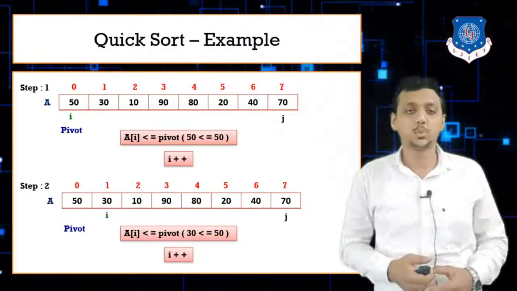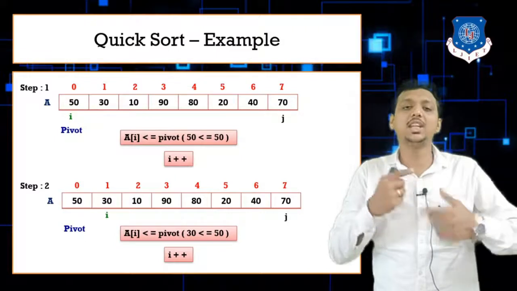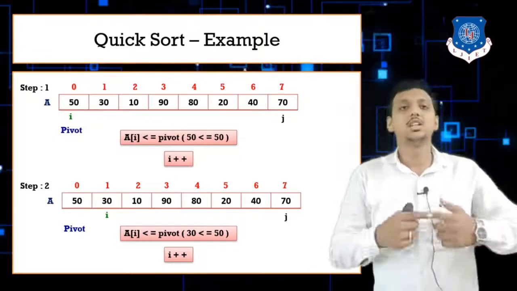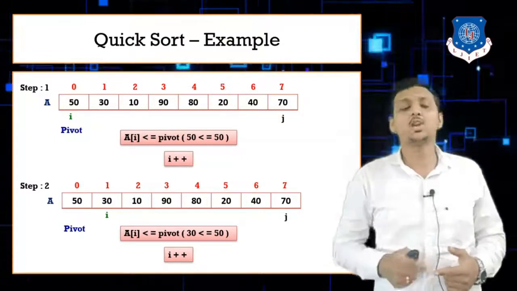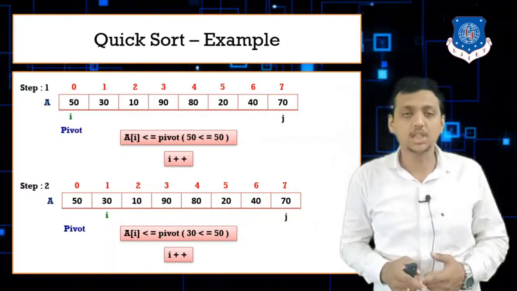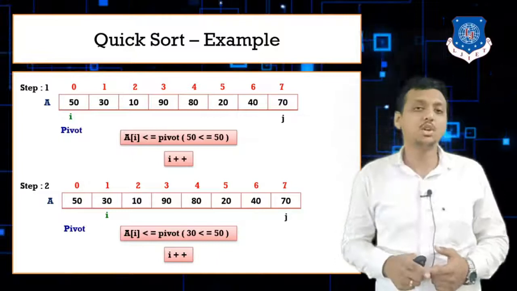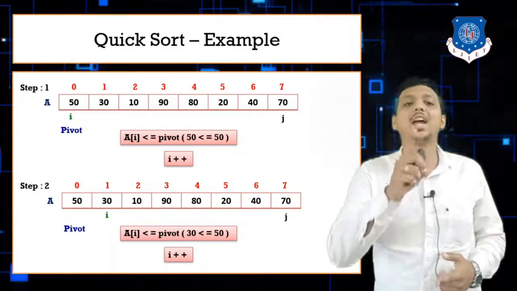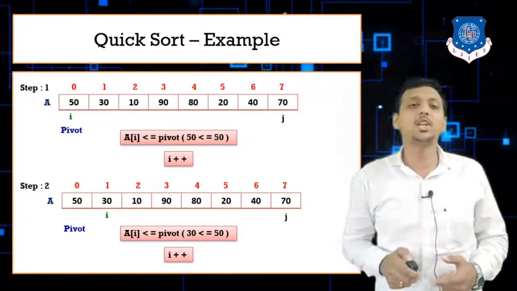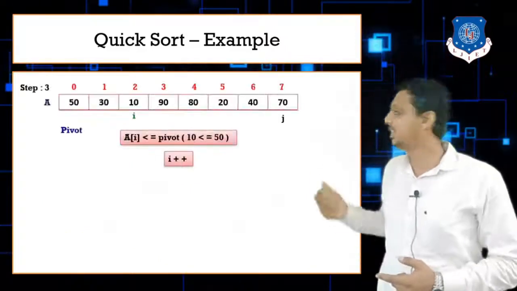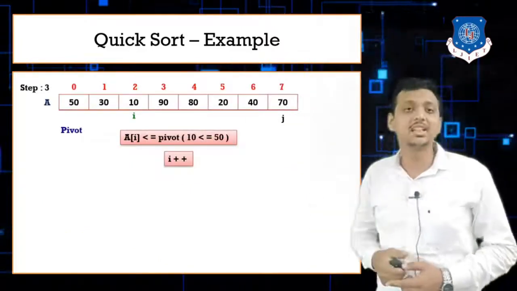Check step number 2. Now I is pointing at 30. Fine. Now again you need to check whether my A of I is less than or equal to pivot or not. Yes, 30 is still less than or equal to 50. So you need to increment I again. So now my I will point at 10. See, my I is pointing at 10.